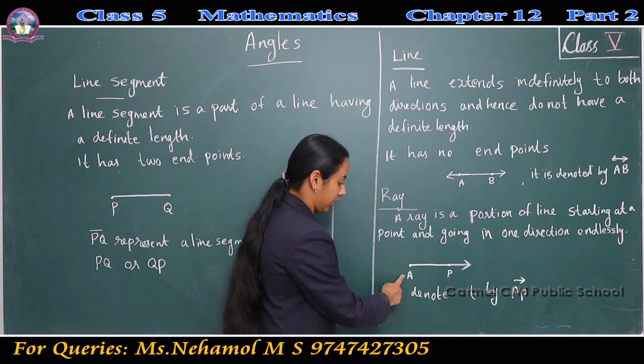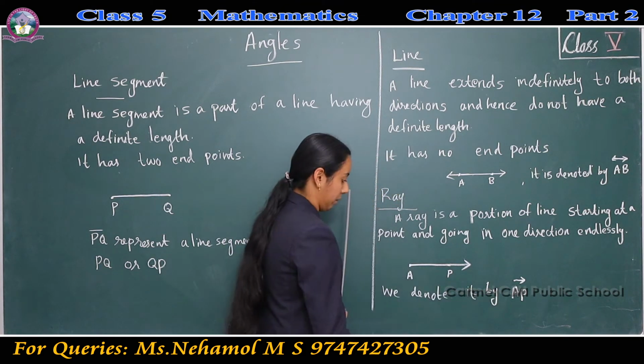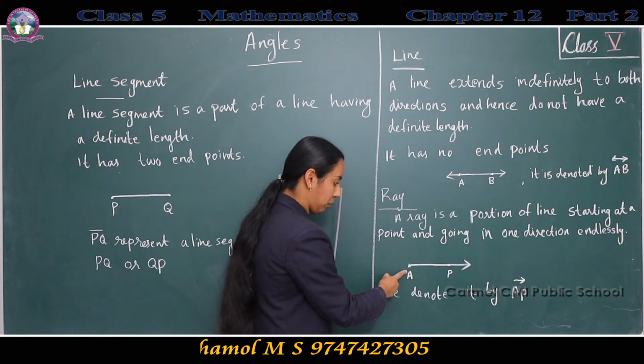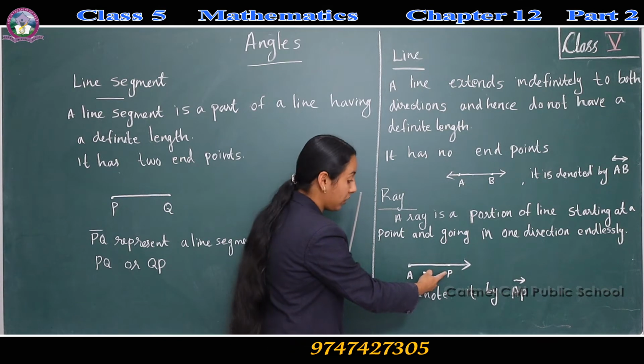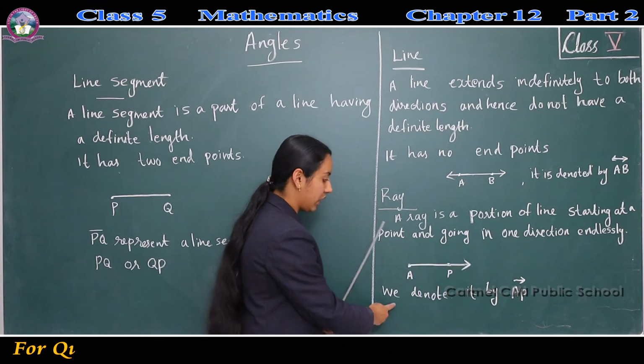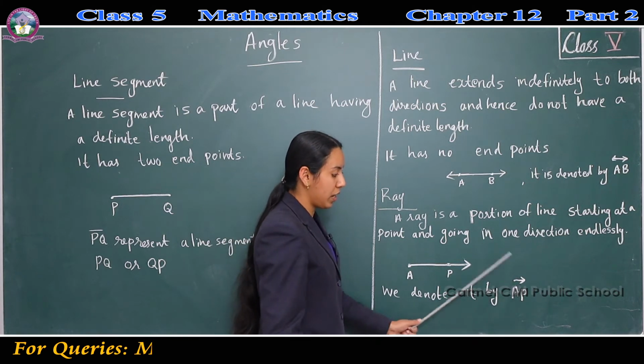One ray is given here, ray AP. It has a starting point, or one endpoint. P is not the endpoint, it is just a point on the path of the ray. We denote it as ray AP this way.